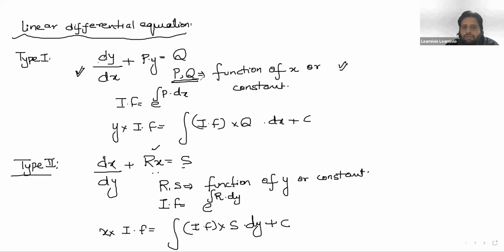What is p and q here? Function of x or constant. Here r and s will be opposite of this, function of y or constant. Integrating factor here is integral p dx, and here integral r dy. Earlier the solution was y into integrating factor, so here you will have x into integrating factor equals integral integrating factor into s dy plus c. Okay. So everything will become opposite here.